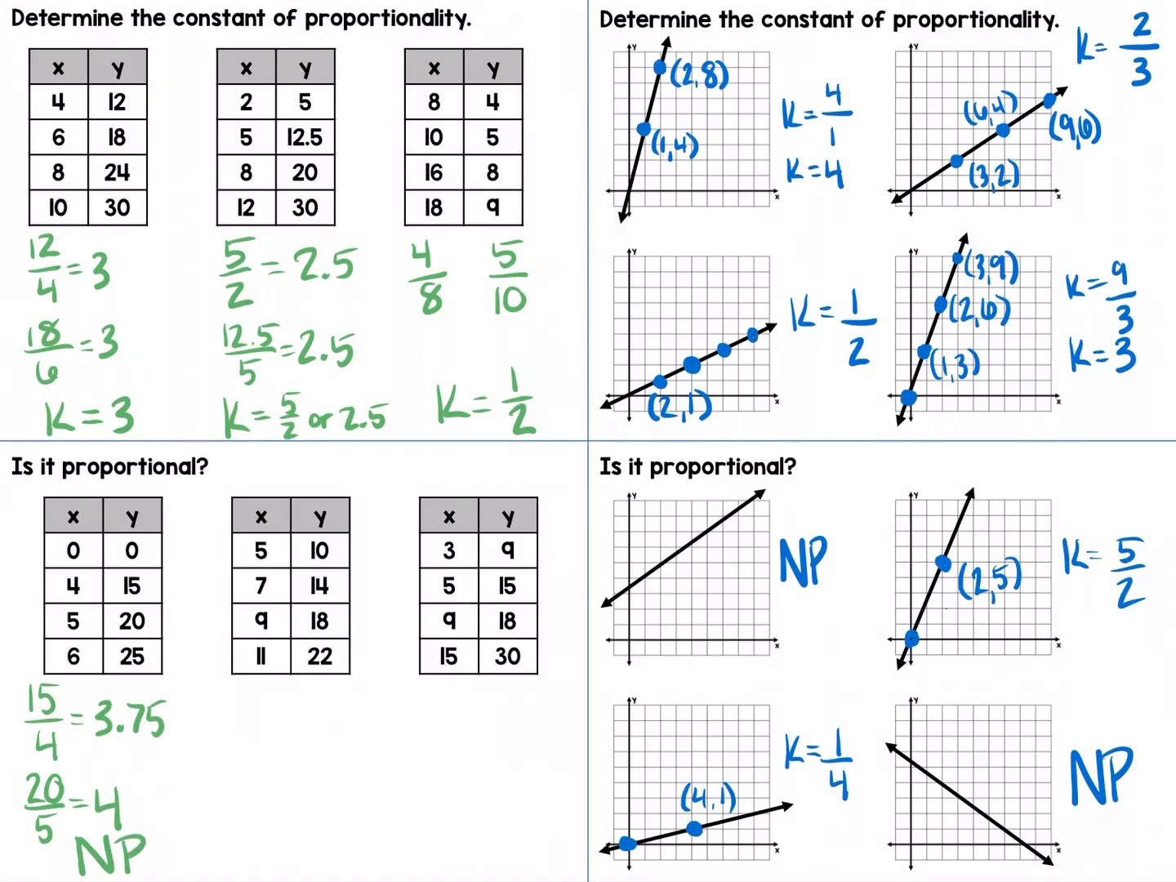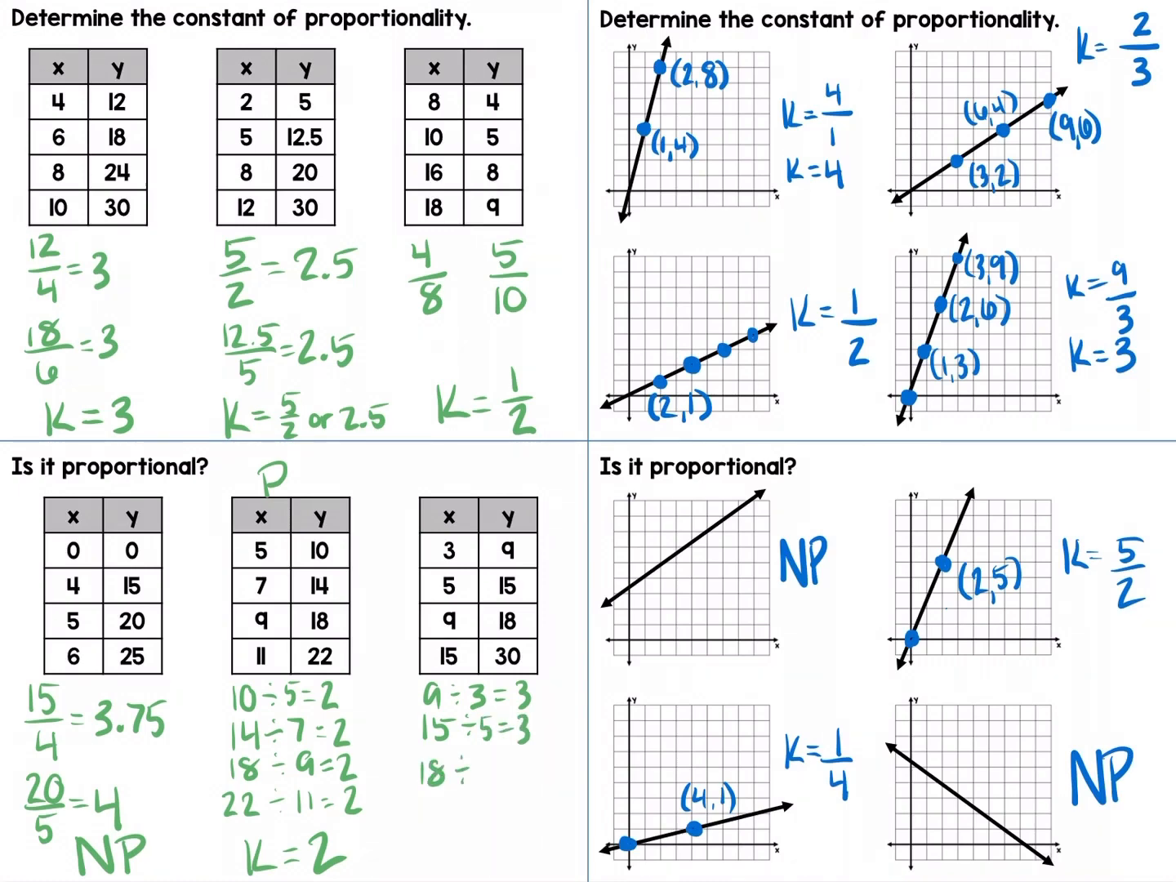Okay, so they have to be proportional for it to work. So this one, y over x, 10 divided by 5 is 2, 14 divided by 7 is 2, 18 divided by 9 is 2, 22 divided by 11 is 2. So this is proportional, so k equals 2. Okay? And then this last one, 9 divided by 3 is 3, 15 divided by 5 is 3. 18 divided by 9 is 2. Those don't match, so it's not proportional.